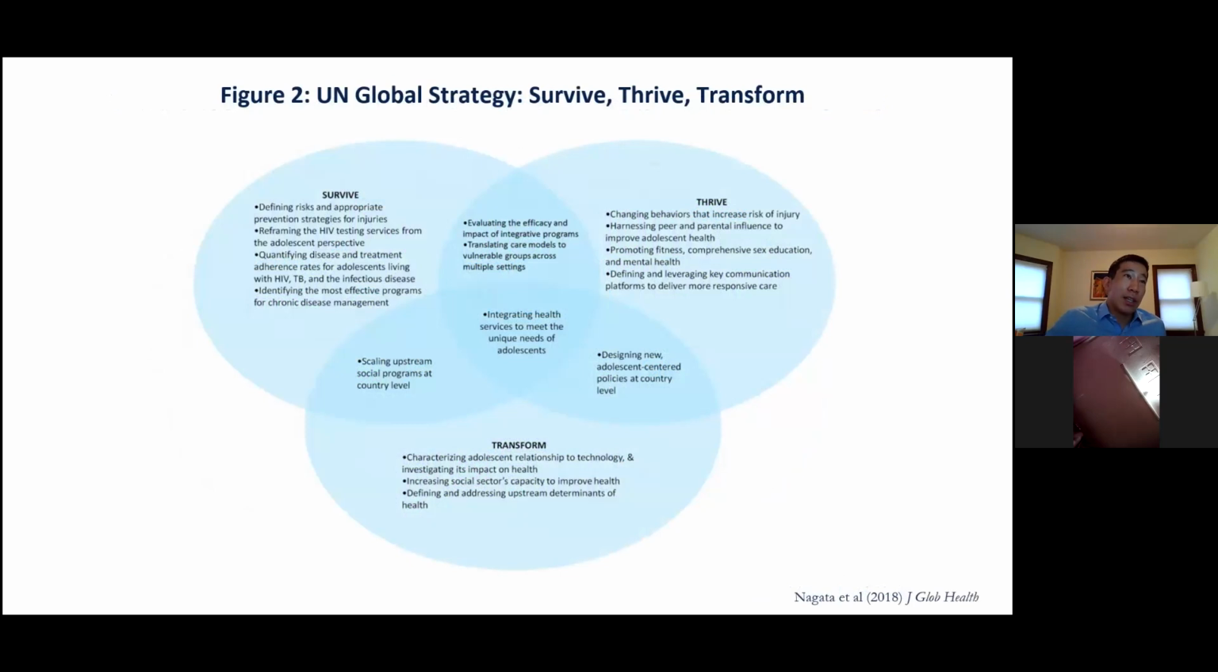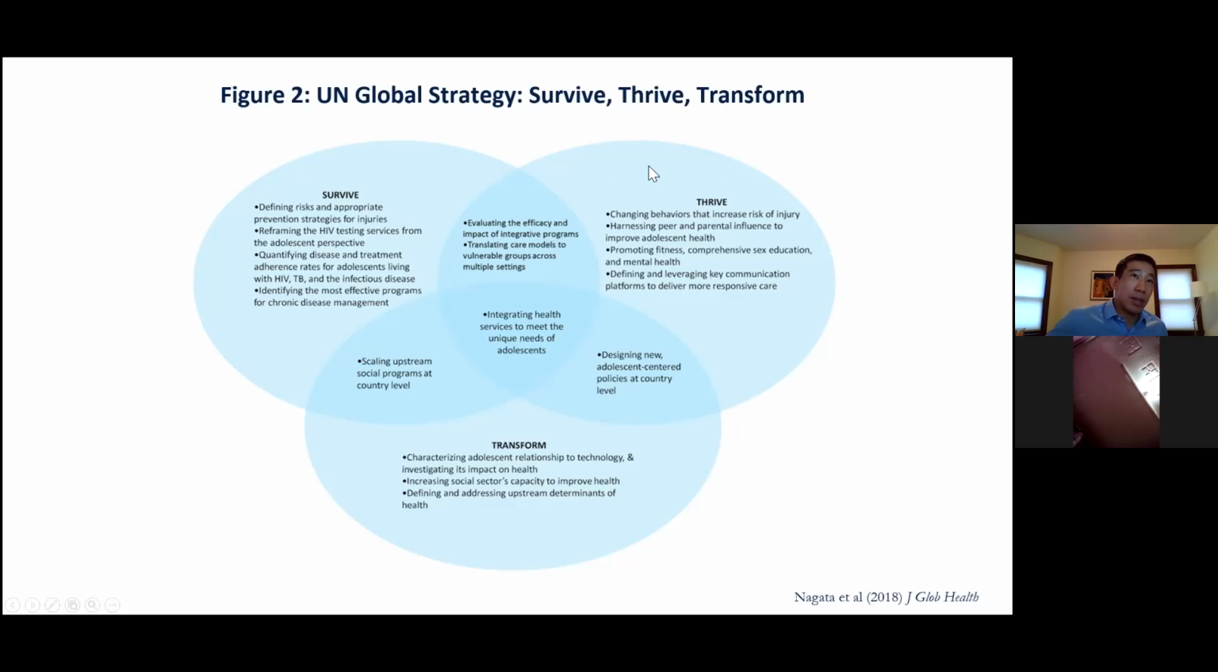And then I was mentioning earlier that the UN Global Strategy recently added adolescents specifically, and one of the paradigms in the global strategy for adolescent health has been this paradigm of survive, thrive, and transform. So as I mentioned earlier, a lot of focus has been on surviving through the first 1,000 days. So that's the survive part.